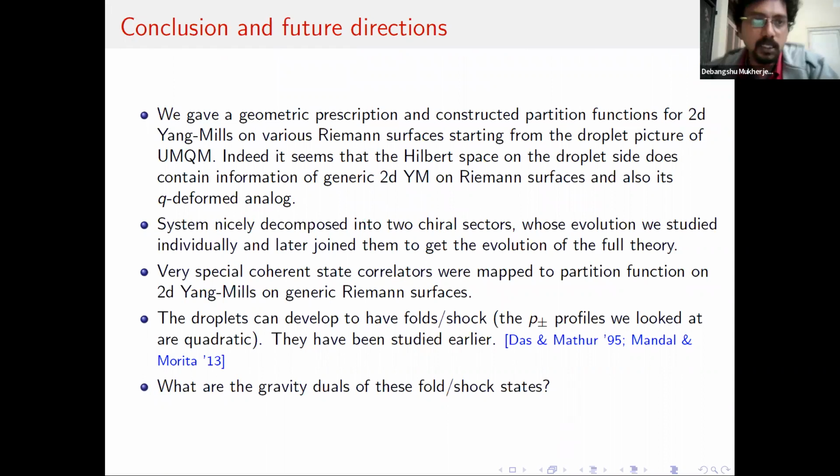So in conclusion, what this piece of work has done is essentially we have tried to give a geometric prescription and constructed partition functions for 2D Yang-Mills on various Riemann surfaces, starting from the droplet picture of unitary matrix quantum mechanics. And it seems that the Hilbert space on the droplet side does contain information of generic 2D Yang-Mills on Riemann surfaces, and also its q-deformed analog. Now, what we saw is that the system decomposed into two chiral sectors, and we studied them individually, and then later joined them in the large n limit to get the evolution of the full theory.